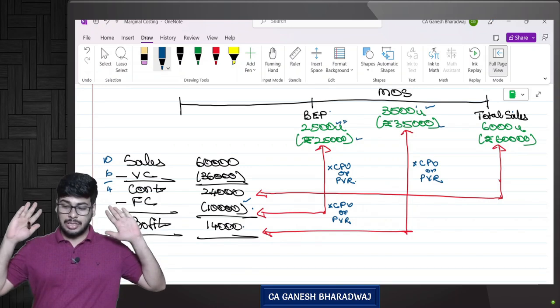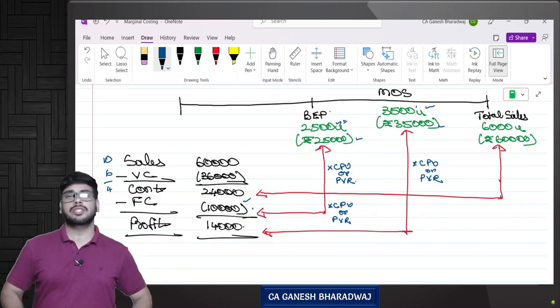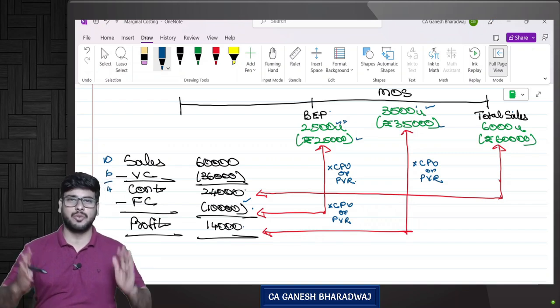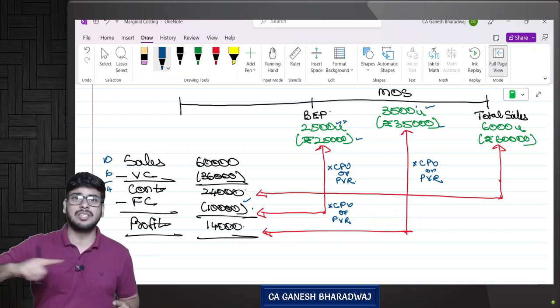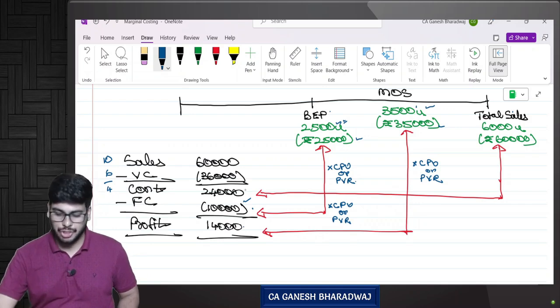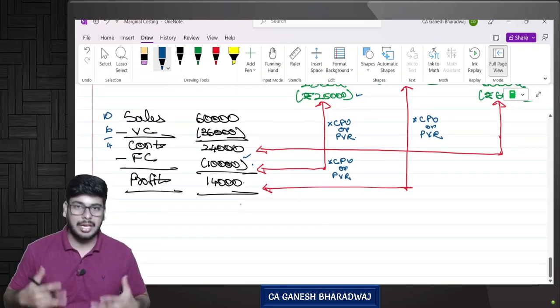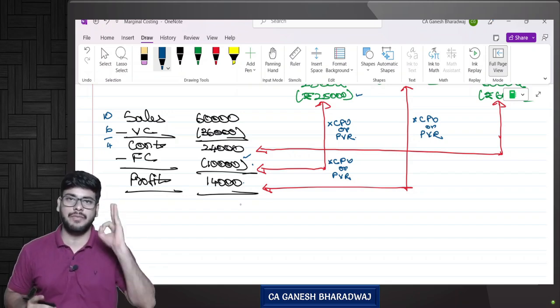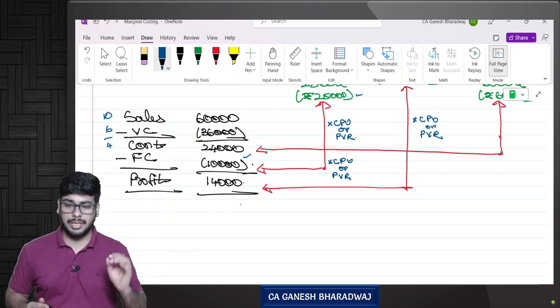Or they have given the total sales value and they have asked you to calculate the contribution. Yes, 6,000 into 4, you will get 24,000 rupees. Are you clear with this? This is called marginal costing jodis. Fine, I'm naming it marginal costing jodis for our classroom discussion. A very, very important discussion.